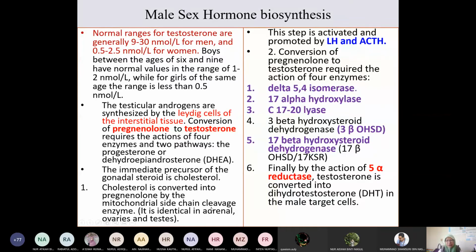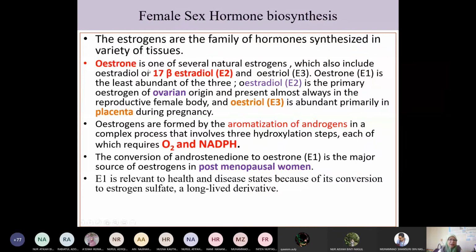Okay, so the synthesis is similar. Similar meaning that side chain cleavage enzyme will convert cholesterol to pregnenolone, later progesterone, later DHEA, and then they will form androstenediol. And finally, 5-alpha reductase will act on testosterone and convert it to the most biochemically active form, DHT, in male target cells. Females as well: estrone, E2, E3, E1, right? E1 is the least abundant of the three, and E2 is the primary estrogen of ovarian origin, present almost always in reproductive females.